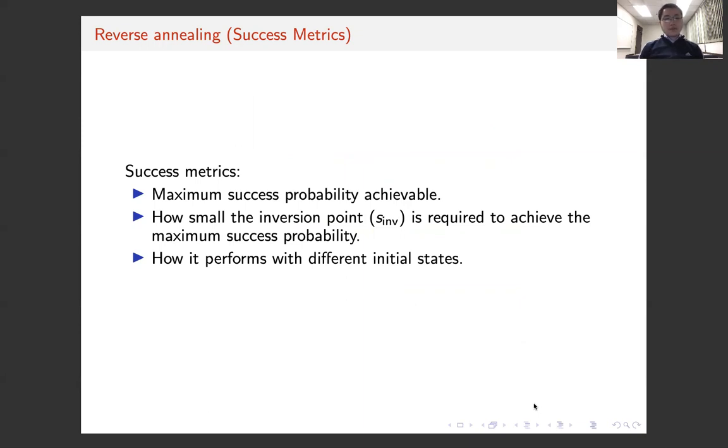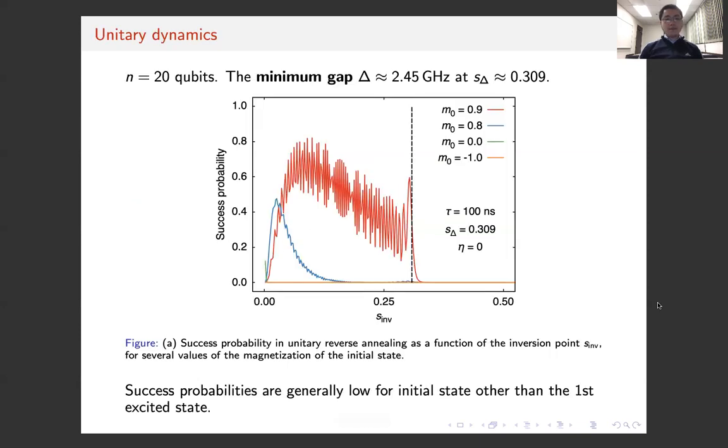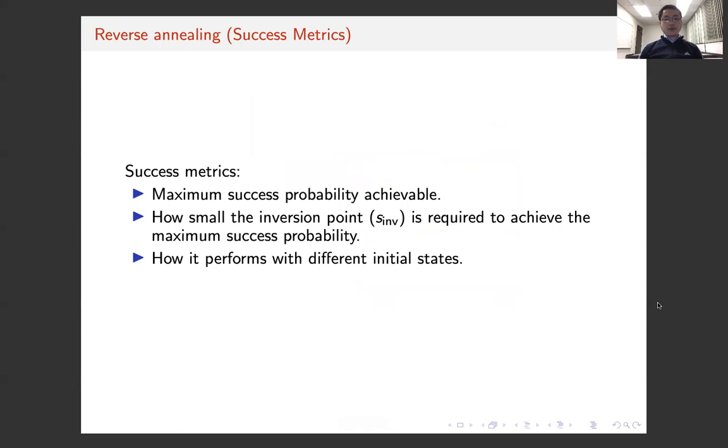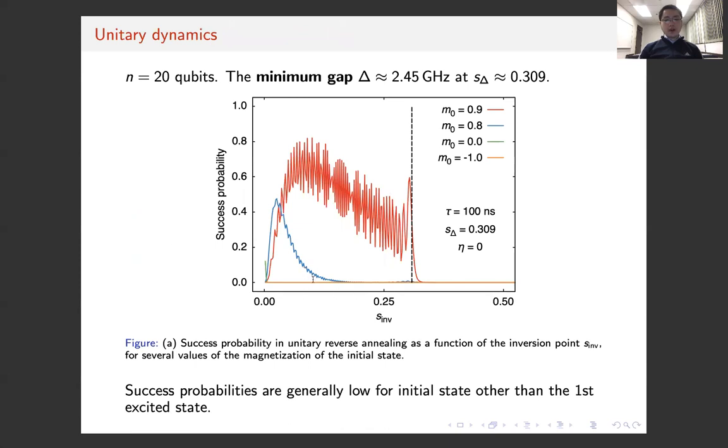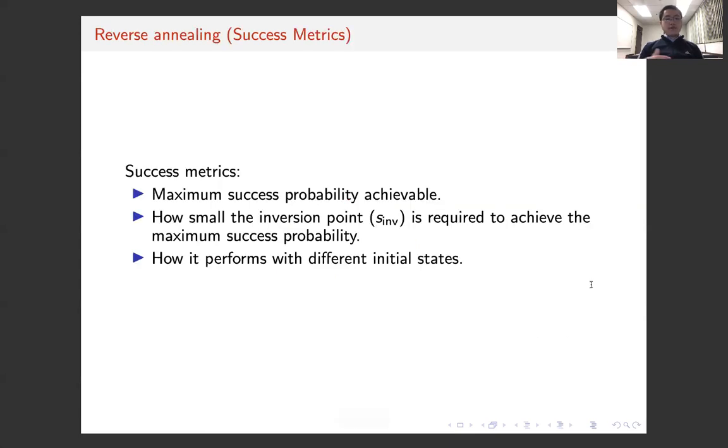So the first one is the maximum success probability achievable, which is around 0.8 for the red line. The second is how small the inversion point needed to achieve the maximum success probability. So here it's around 0.1, which is smaller than the minimum gap indicated by the dashed vertical line. So we need to reverse anneal a lot less than the minimum gap point.